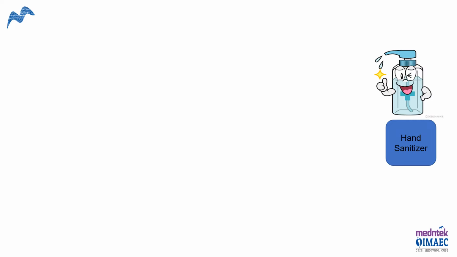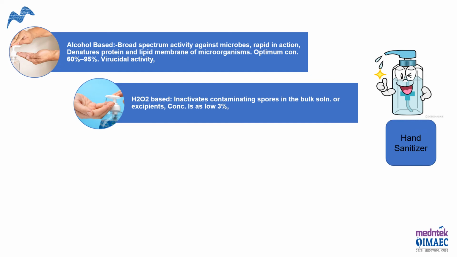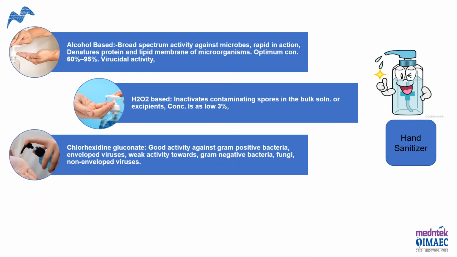Now coming towards the different types of hand sanitizers, alcohol based we have discussed right now. Second one is the H2O2 based. This H2O2 based means the alcoholic solutions like ethanol and isopropyl alcohol with a slight amount of H2O2 will inactivate the contaminating spores which are present in any kind of bulk solutions of alcohol or even in the excipients.